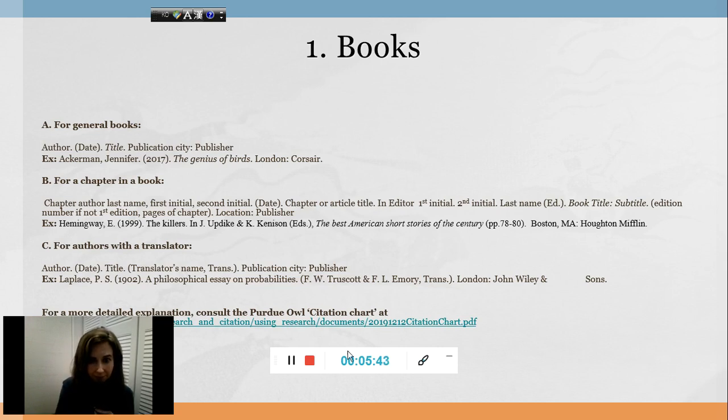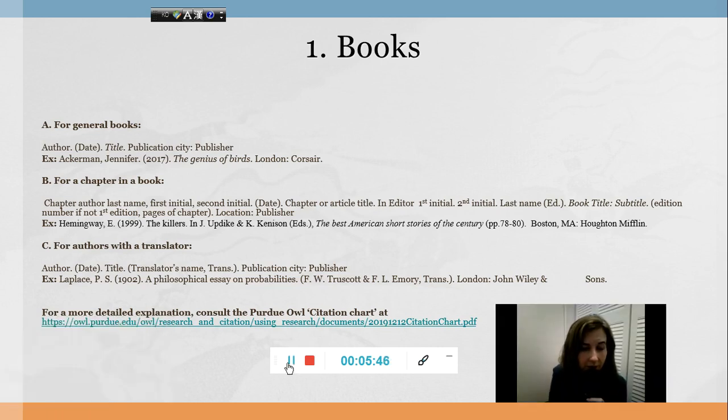Okay, so here you can see an example. All right, we have somebody's name here, Laplace, P.S., 1902, A Philosophical Essay on Probabilities, and we have the translators. Okay, and after the translators, notice that it says trans here. Okay, London is the city, and here's the publisher's name. So John Wiley and Sons. The formatting got a little bit screwy.